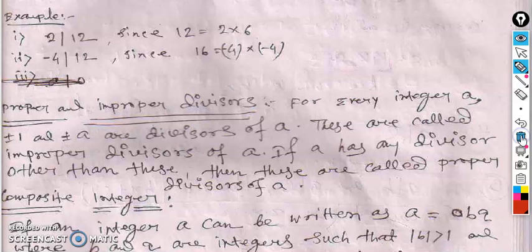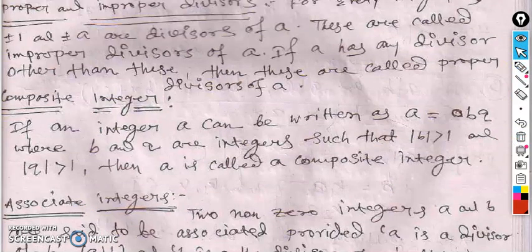Next we move to the next case, that is the composite integer. I cannot remember the Bengali term for integer, purno songkhya. Composite integer or prime integer: for that reason here we use the composite integer.